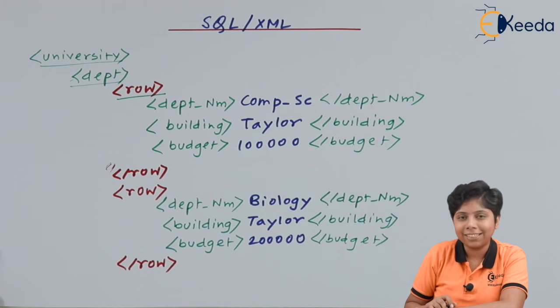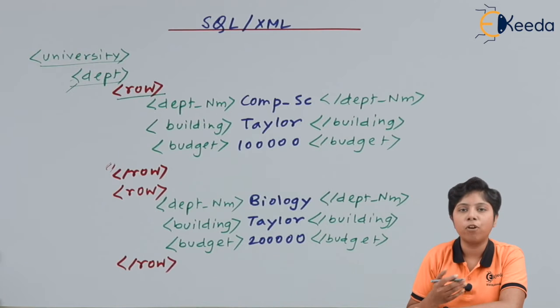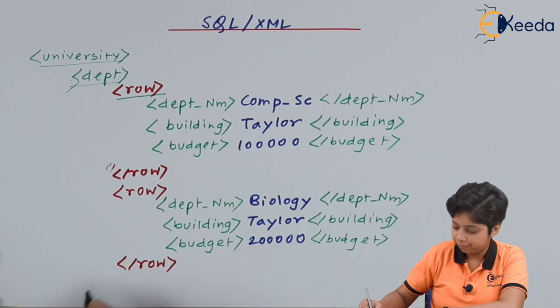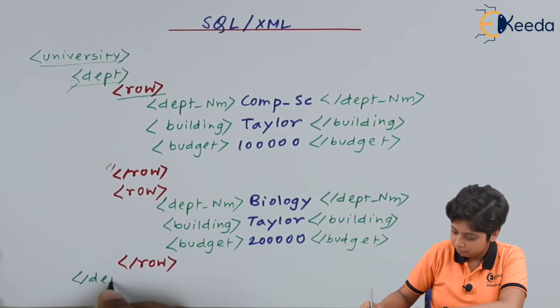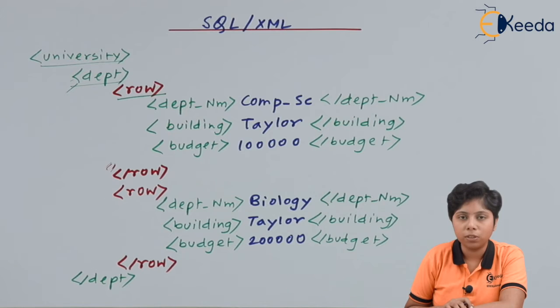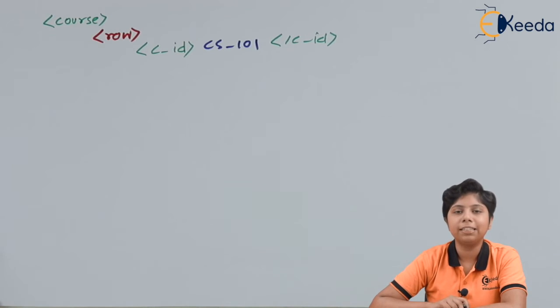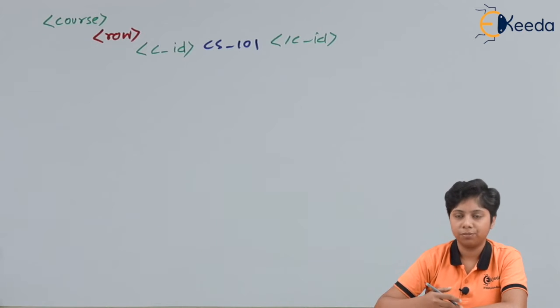Now that we have added the two tuples to our department element, we should close the department tag here and go for the next element. So we will add another element, course, in our university details and we will then follow the row rule in the course element too. So we have a course ID, the department name as a foreign key constraint to our department relation, and the credits with the course.